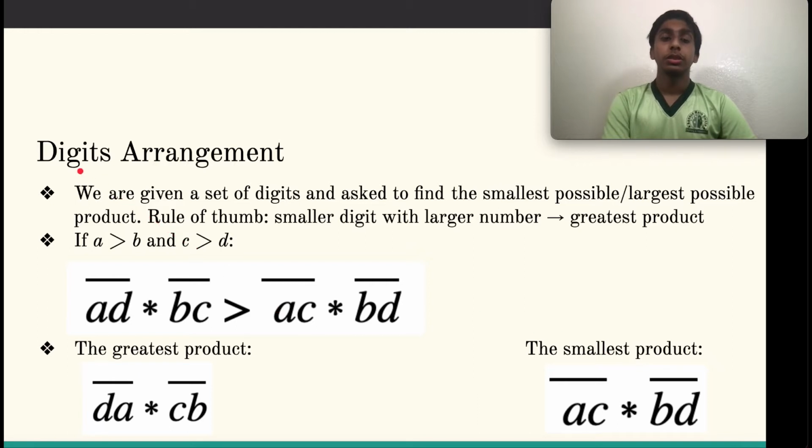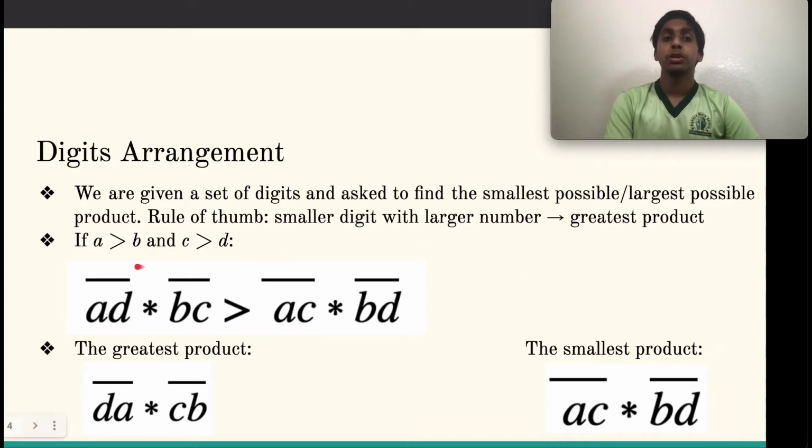Okay, so let's go over digit arrangements first. We're given a set of digits, and we're often asked to find the smallest possible product or the largest possible product. Generally, you'll have 4 digits, 1, 2, 3, 4, and be asked to find the biggest product you can make with these numbers. Here's a quick rule of thumb we'll need throughout this, and you can apply it to any digit numbers. The smaller digit will go with the larger number if you want to get the greatest product. We'll see what I mean by that in a second, but for now, just know that you're always going to match the smaller digit that you have with the larger number.